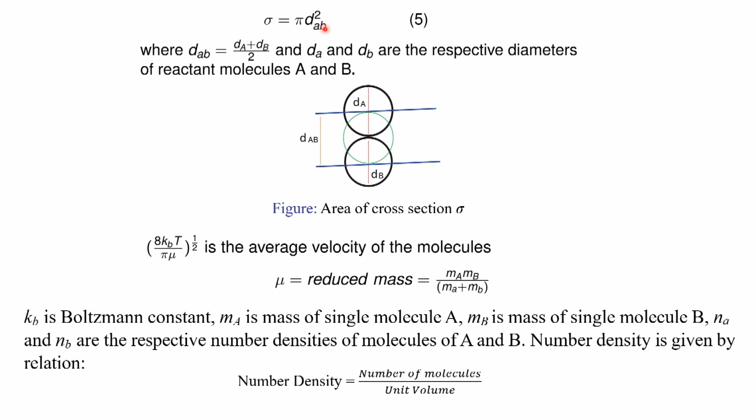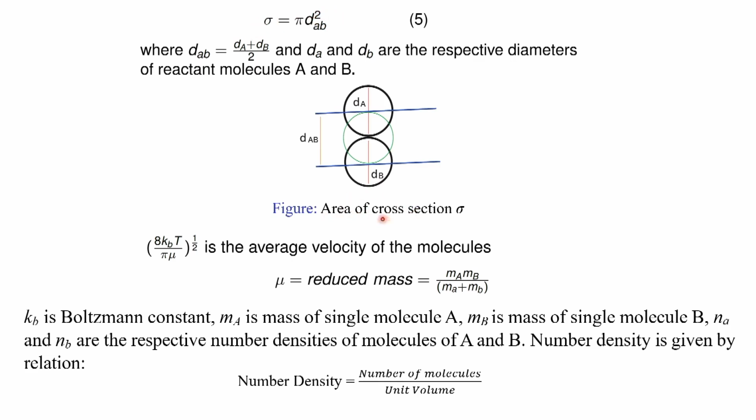So sigma is pi d_AB squared, where d_AB is (d_A plus d_B) by 2. This is the diameter of molecule A and this is the diameter of molecule B. So d_AB is nothing but the arithmetic average of d_A and d_B. d_A and d_B are respectively the diameters of reactant molecules A and B, and if we substitute d_AB here in this expression, we get the value of sigma.